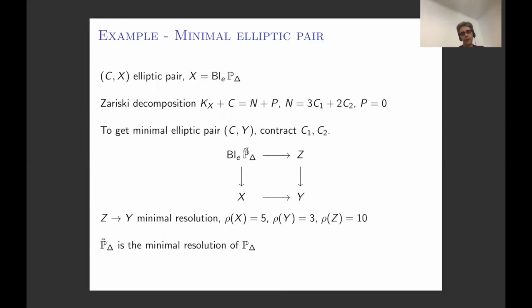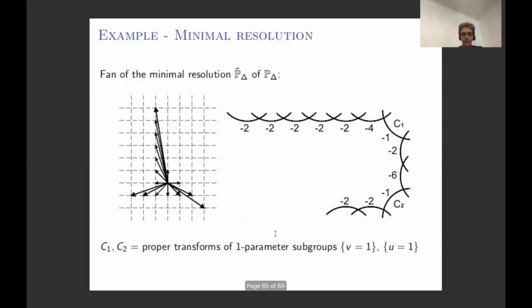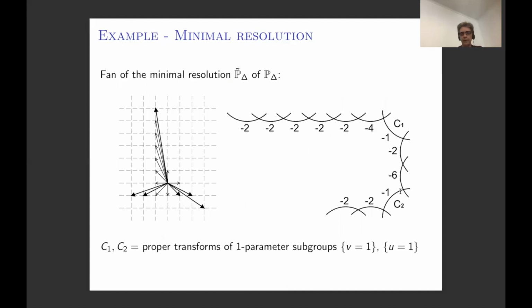Here you take the minimal resolution of the toric surface, which is singular to start with. We can also arrive at our Z by contracting -1 curves on the blowup of the minimal resolution. So this is the picture of how the curves that we contract relate to the minimal resolution. The two curves are actually proper transforms from one parameter subgroups.